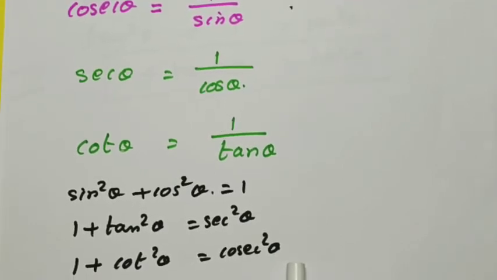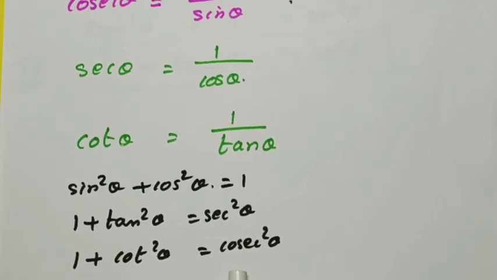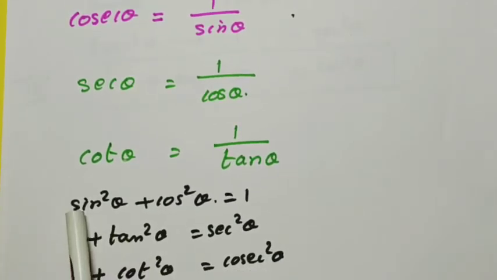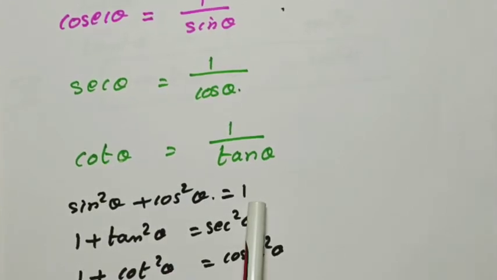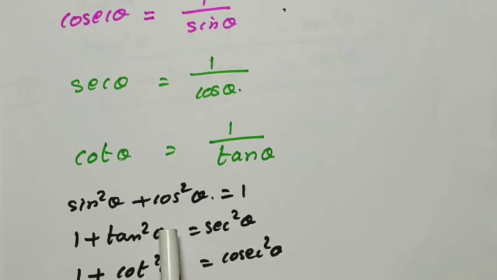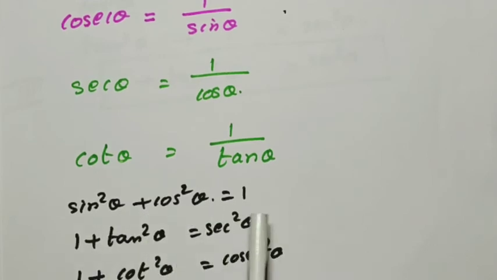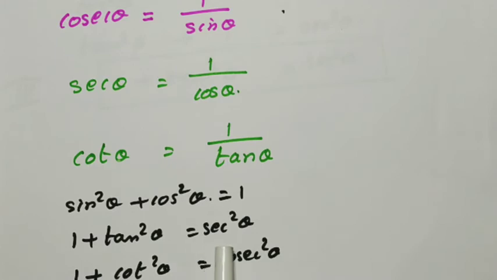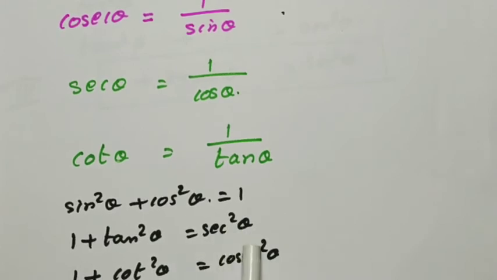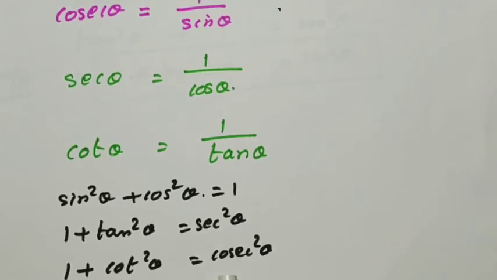See how I told you to remember this: C and C, 1 plus cot square theta is equal to cosec square theta. Let us learn together. Sine square theta plus cos square theta is equal to 1. Then 1 plus tan square theta is equal to sec square theta. 1 plus cot square theta is equal to cosec square theta.